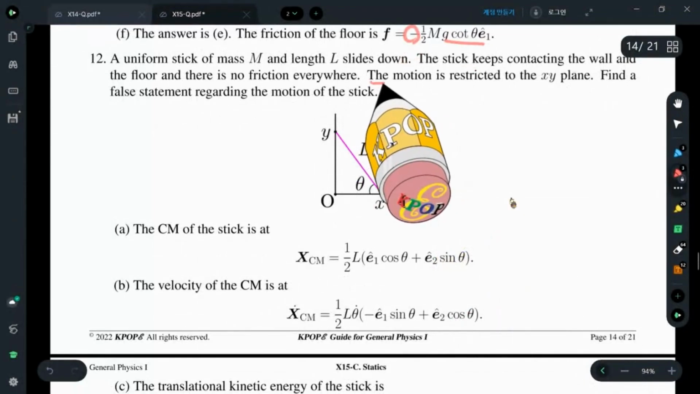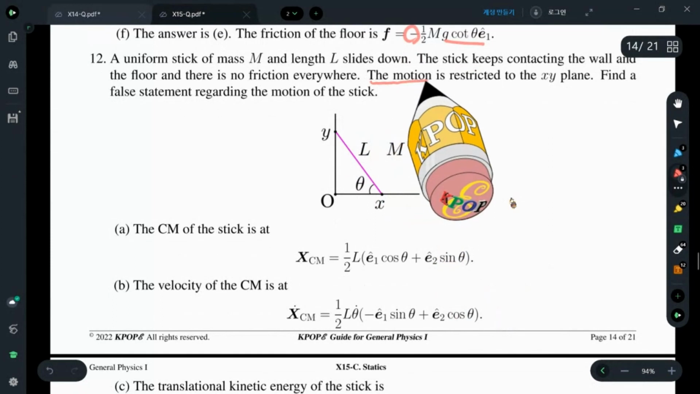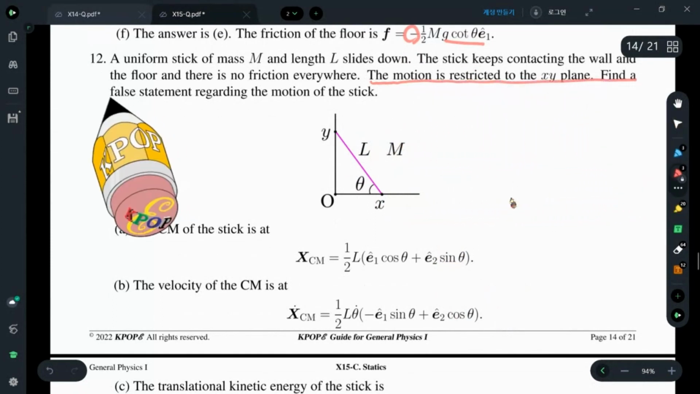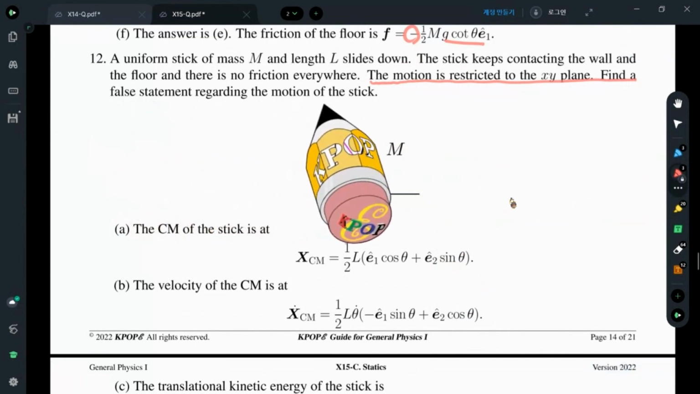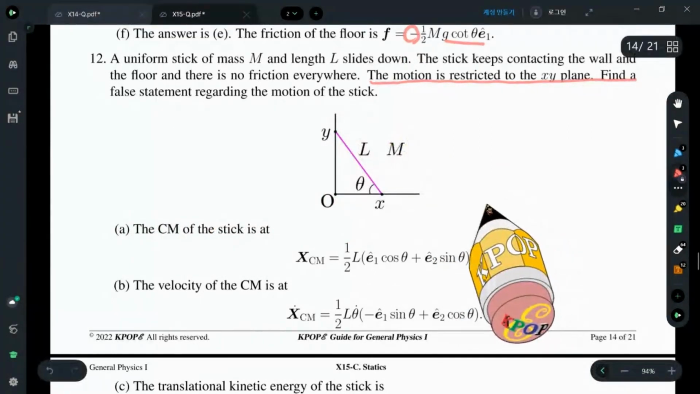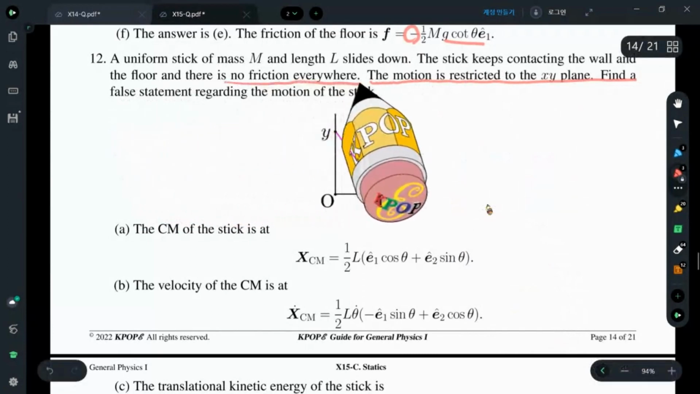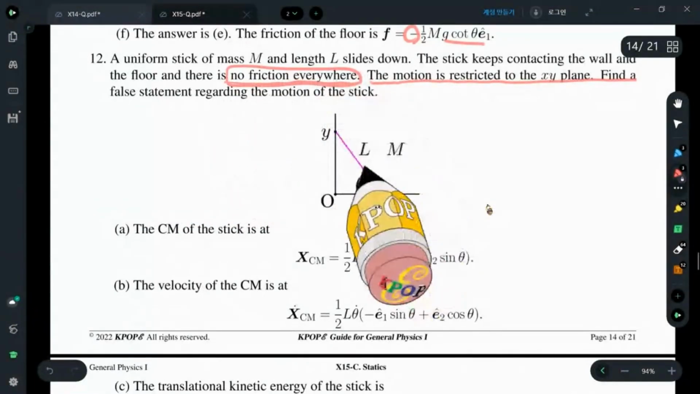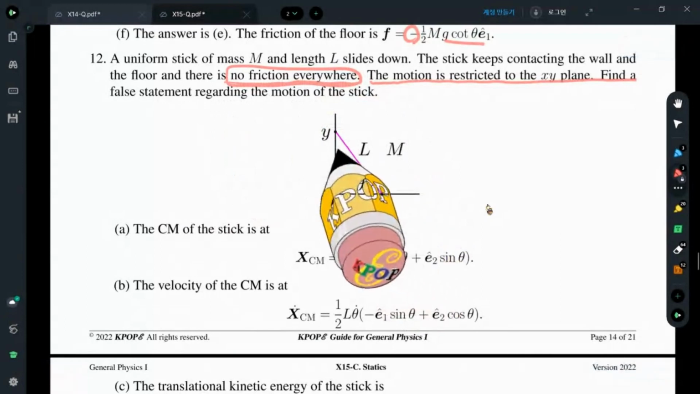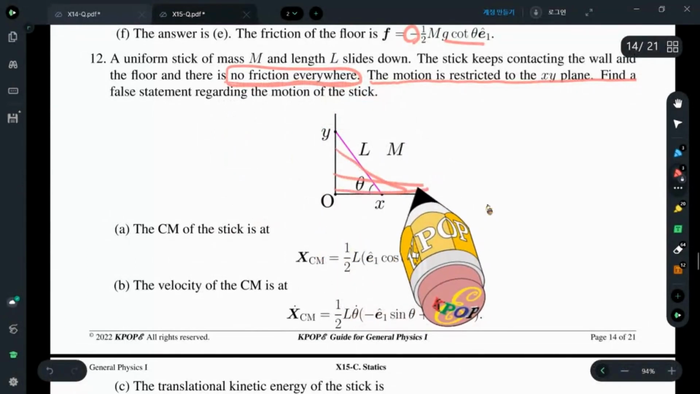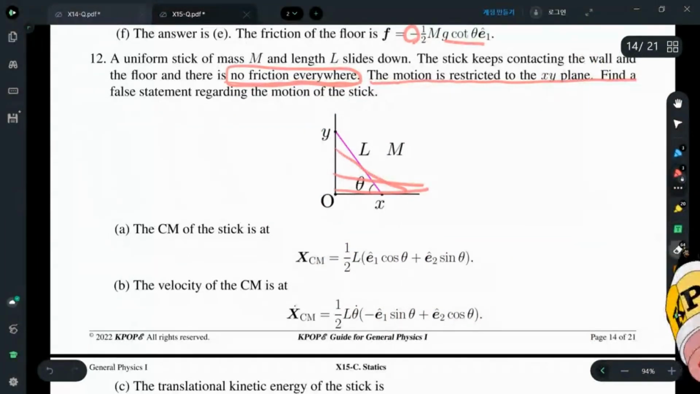Now we consider the motion. Motion is restricted to the XY plane. Find the force statement regarding the motion of the stick. Now, with the wall and floor, there is no friction anywhere. So it will eventually slide down and touch the ground. So this is a dynamics problem.